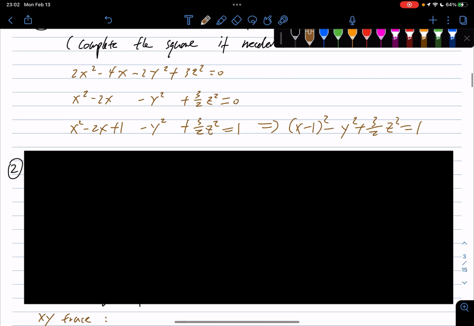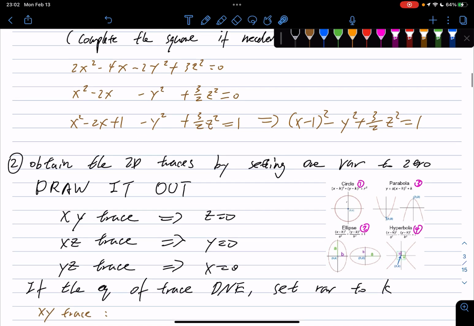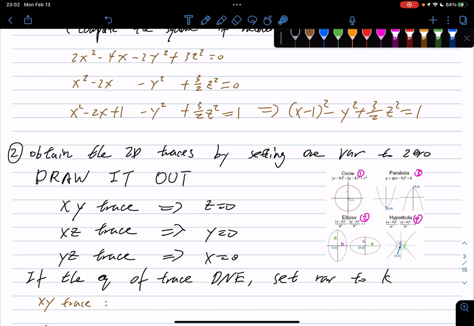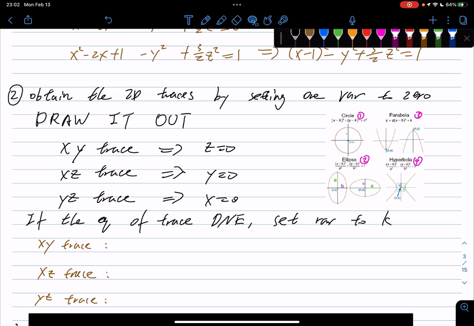So that's step 1. Step 2 is we're going to obtain the 2D traces by setting one variable to 0 and drawing the shapes out. I'm going to skip this step because I have this handy diagram. So the xy trace is z equals 0, the xz trace is y equals 0, and the yz trace is x equals 0. This is the method I would recommend everybody use to identify the surfaces without compromising speed and accuracy. In fact, this will give you much better accuracy than just hardwiring those equations to the corresponding names. So the first one is the xy trace.